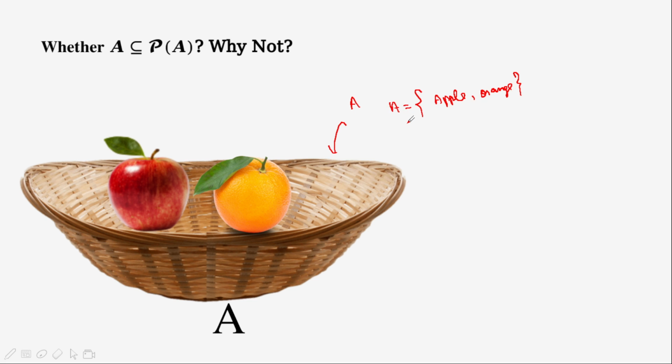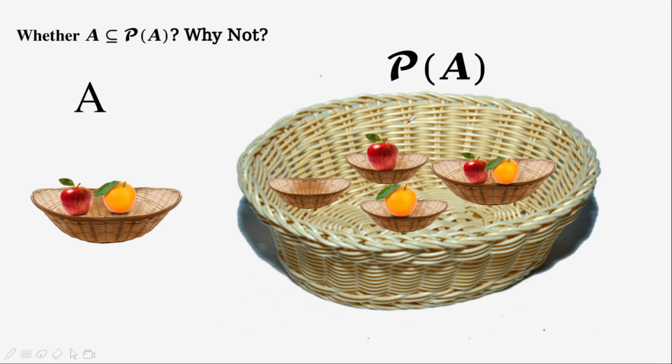Now, what is the power set of A corresponding to this? In the next slide, I have the A here. The empty basket is one of the elements in the power set of A. Remember, the power set of A is the bigger basket containing all of them. So this contains an empty basket, a basket inside with only one apple, another basket with the orange, and another basket with both the orange and the apple.